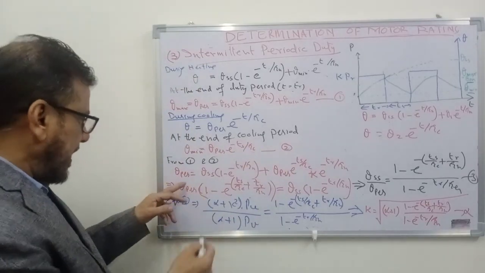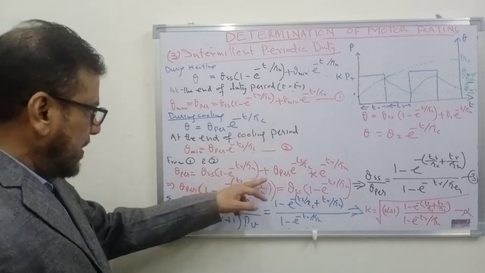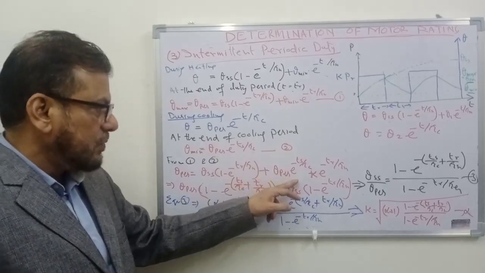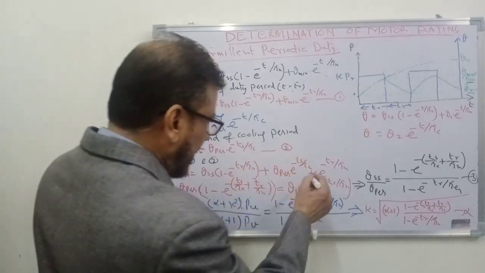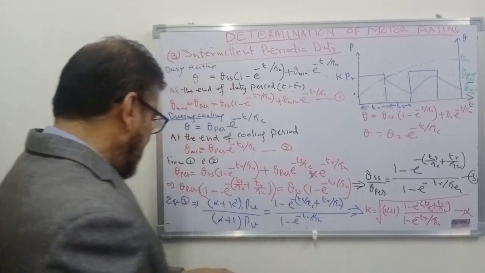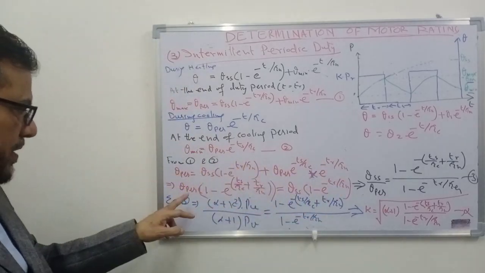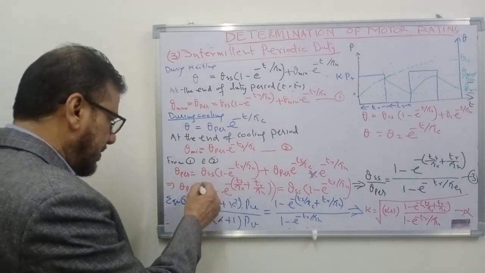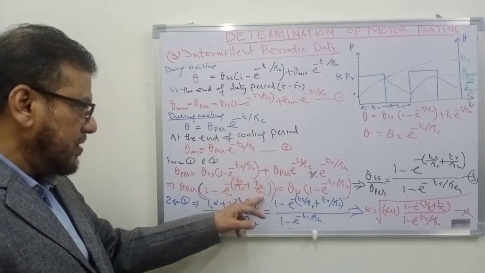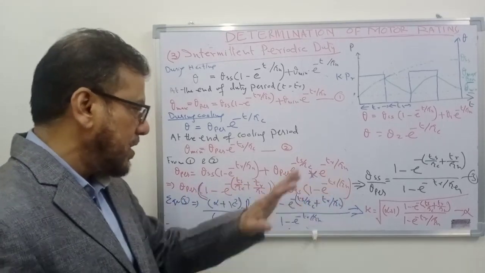From equation 1 and 2, you can write it like this: theta permissible is equal to theta ss into 1 minus e to the power minus tr upon tau h, plus in place of theta min you put the value from equation 2, theta permissible e to the power minus ts upon tau c into e to the power minus tr upon tau h. Now take this term on the left hand side and take theta permissible common: theta permissible into 1 minus e to the power minus (ts upon tau c plus tr upon tau h) is equal to theta ss into 1 minus e to the power minus tr upon tau h.